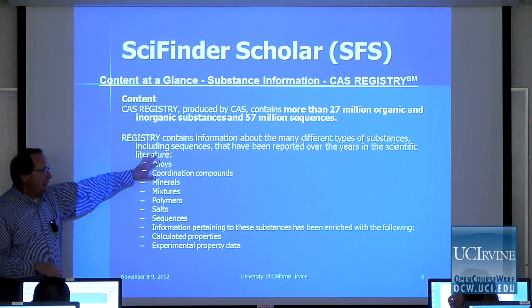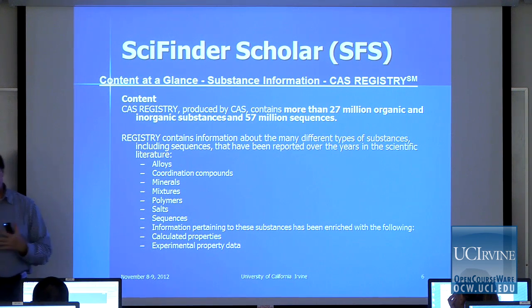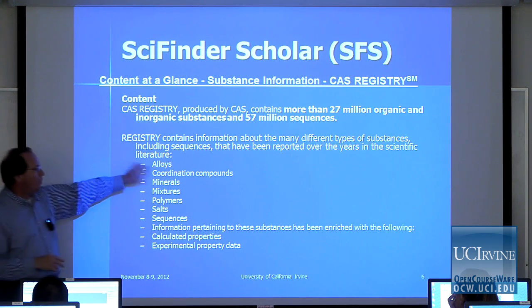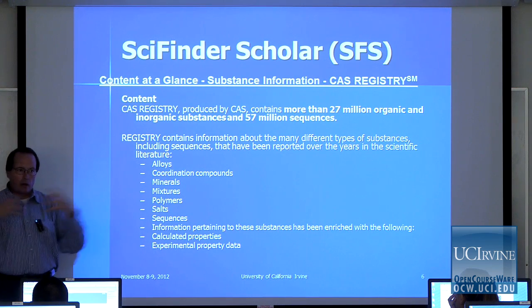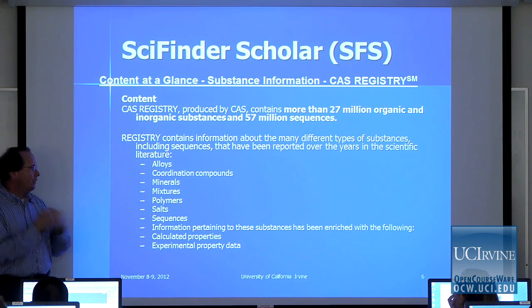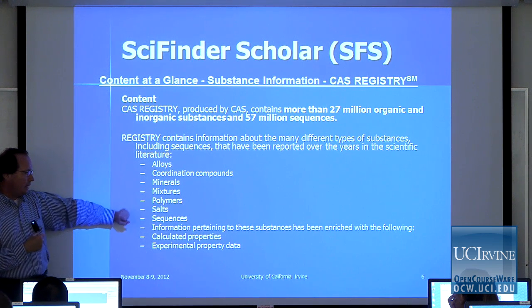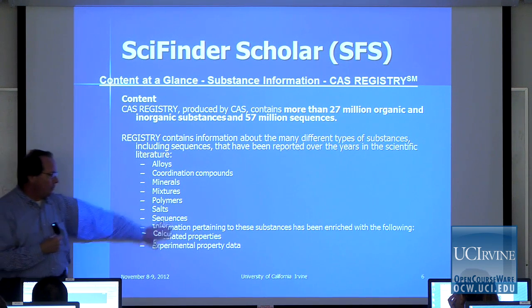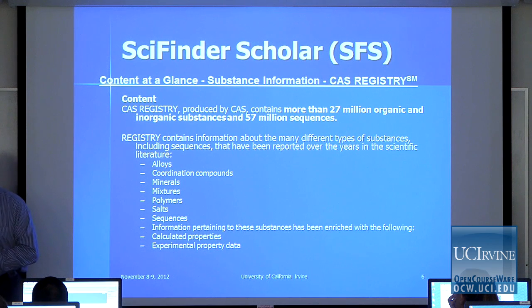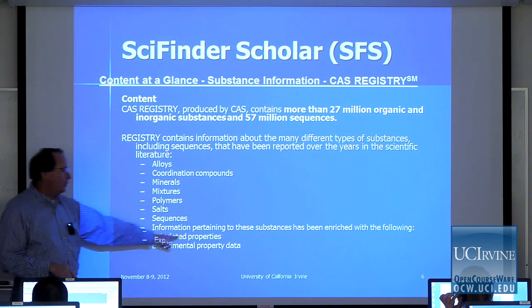Within the database, in addition to chemistry, there's also engineering and materials information. So you can find coordination compounds, admixtures of material that's together, alloys, polymers, salts, gene and enzyme sequencing, and the part that we're going to be looking at in addition to just the bibliographic information: physical properties, experimental properties, and also calculated properties.